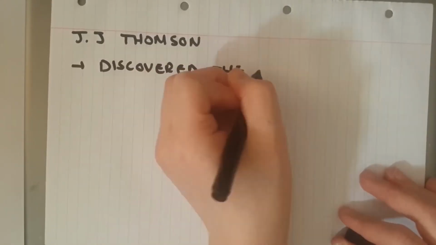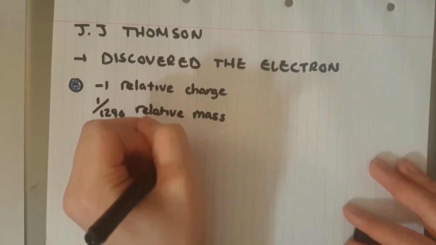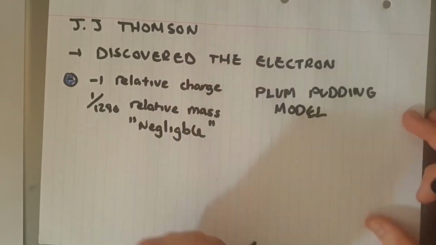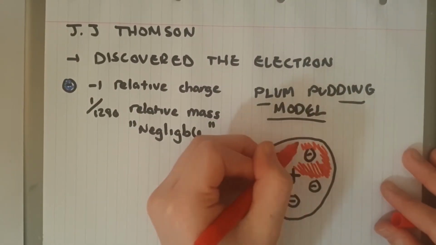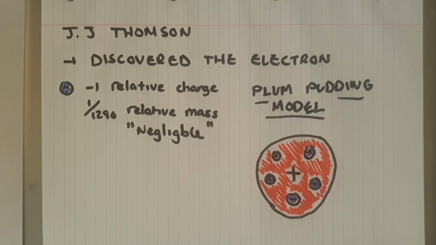Then we get to J.J. Thomson, who discovered the electron and developed the plum pudding model. Now the plum pudding model describes the atom as a ball of positive charge containing much smaller electrons, just like a plum pudding is a big pudding containing smaller raisins.